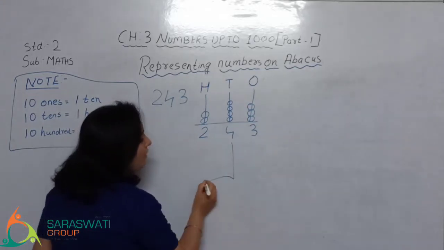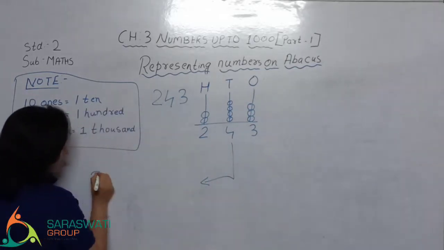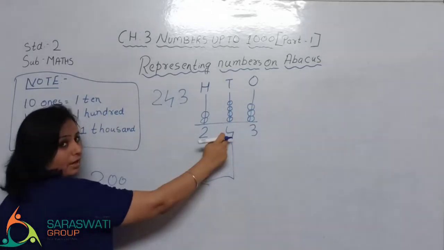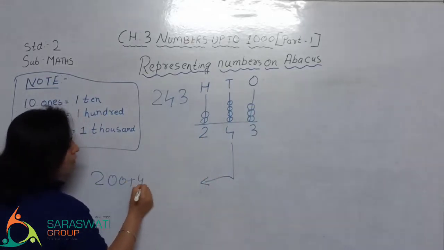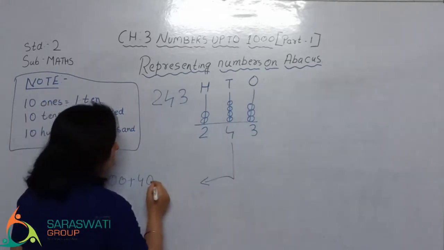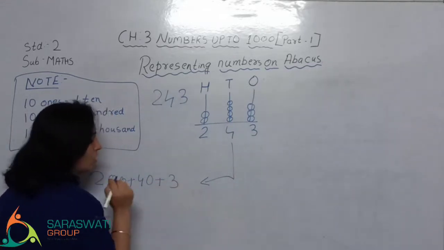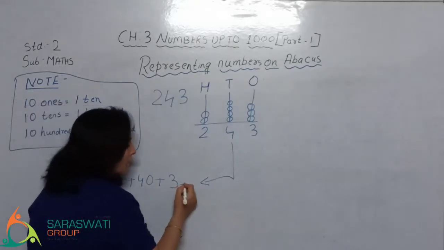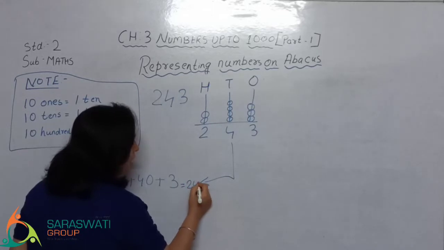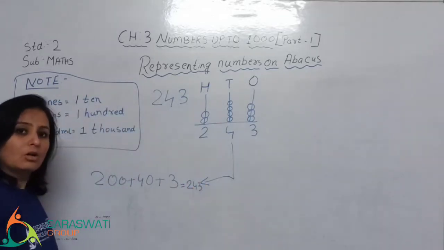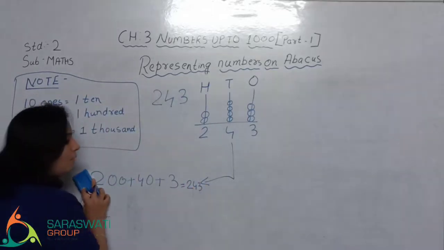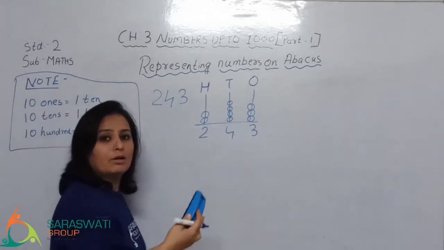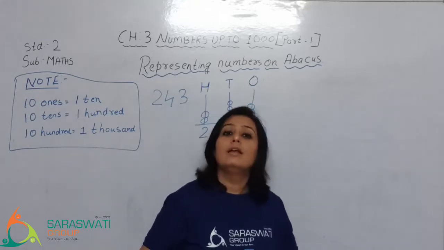243. Again, I will show you the expanded form. 200, right? Plus 4 tens. It means 40 plus 3 ones. So, 200 plus 40 plus 3 is equal to 243. Got it, children? In the same way, you all will be doing 300, 400, 500 till 900.